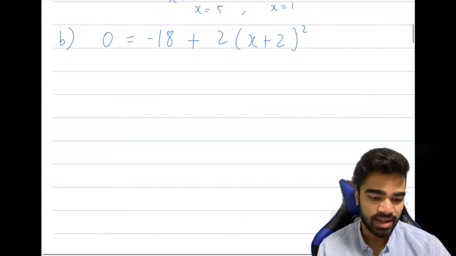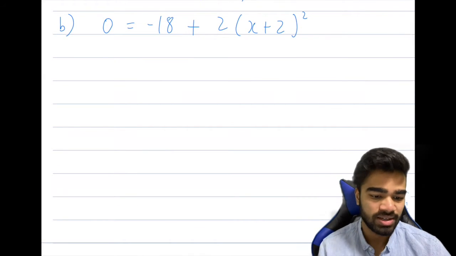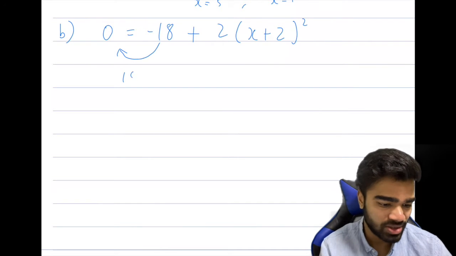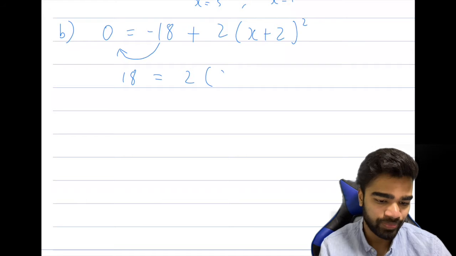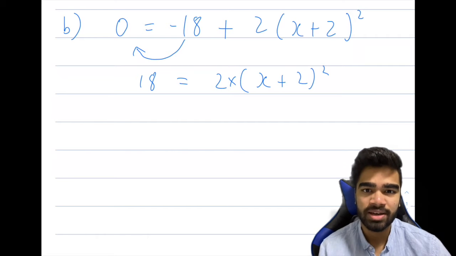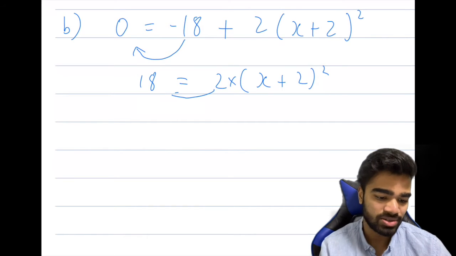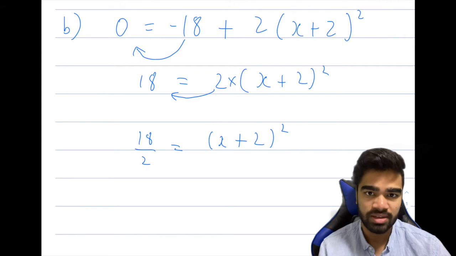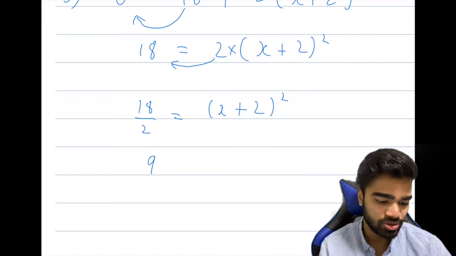So again, let's do some more questions so we get the hang of this. So you need to solve this, all right? So again, let's take the whole number to the other side first. So you have 18 is equal to 2 times x plus 2 whole thing squared. Now, how do I get 2 to the other side? Well, 2 and the brackets are multiplying, so I need to divide to take it to the other side. So I have 18 over 2 is equal to x plus 2 whole thing squared, like so. So 18 on 2 is obviously 9. So 9 is equal to x plus 2 squared.